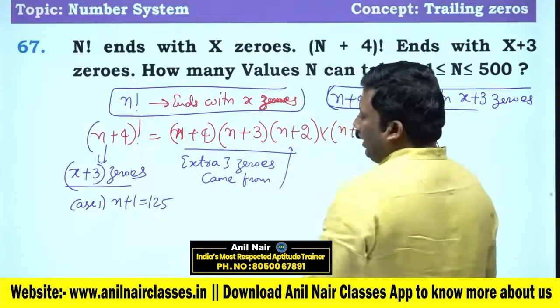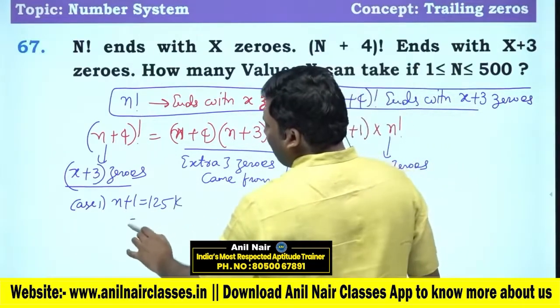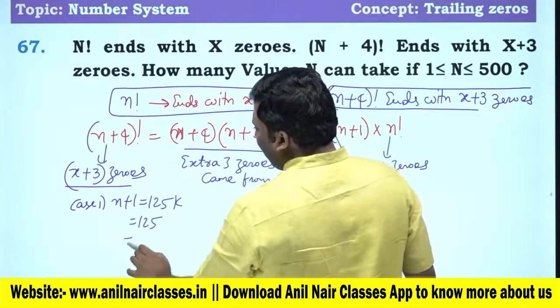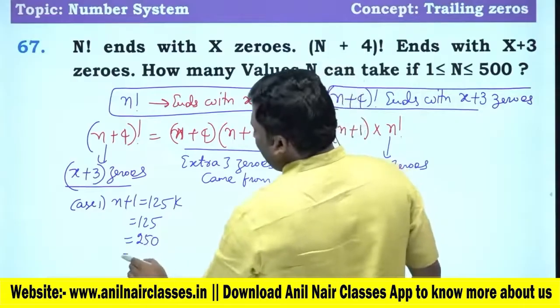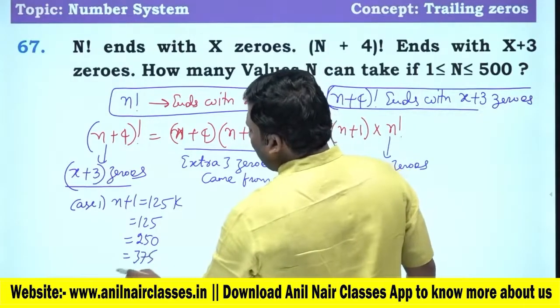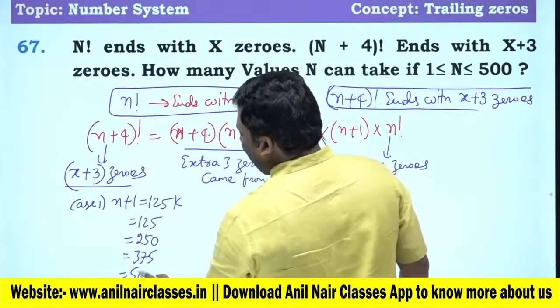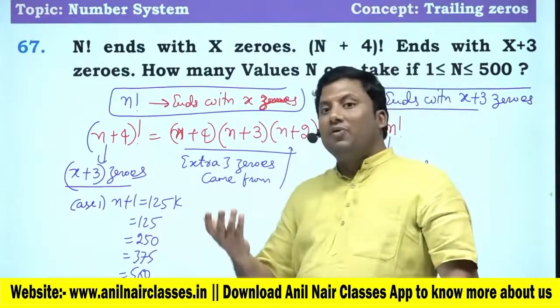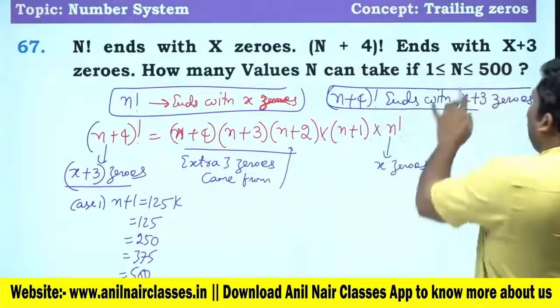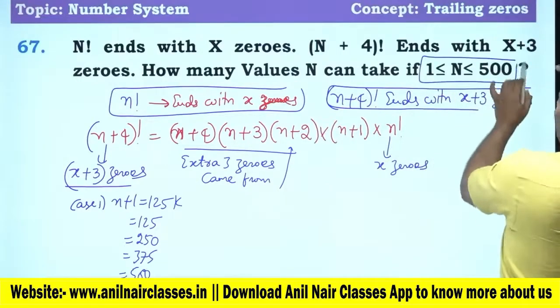Yes or no? It can take 125k, right? So it can take 125 ones, 125 twos, 125 threes, 125 fours, up to 500. N plus 1 takes 500, so the N value will be 499. N is ranging from 1 to 500.